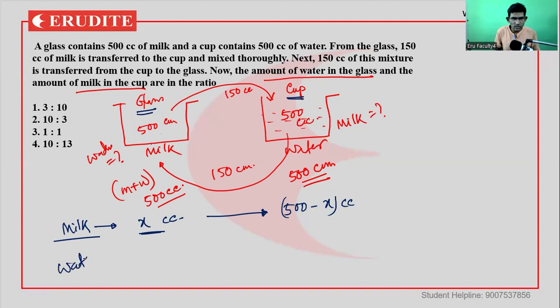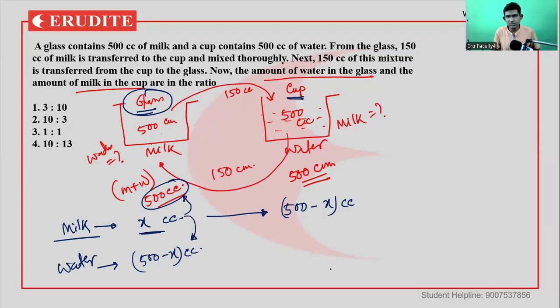Therefore, now if you talk about water, what can you say? The glass contains x excess of milk. That means the remaining 500 minus x cc will be water automatically, because total volume is fixed at 500 cc. Out of 500 cc, if x is milk, the remaining 500 minus x must be water. On the other hand, the cup's total volume is again 500 cc, and it contains 500 minus x of milk. So automatically it will contain x cc of water, right? Because total volume is fixed.